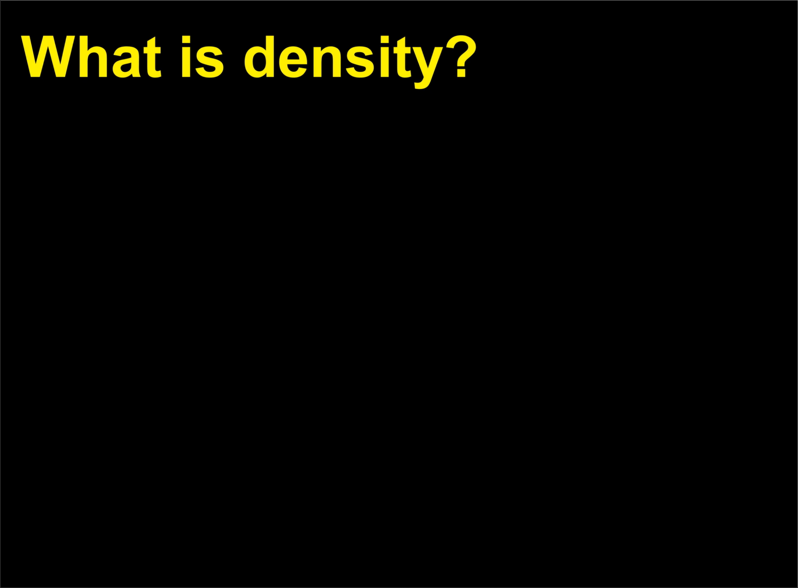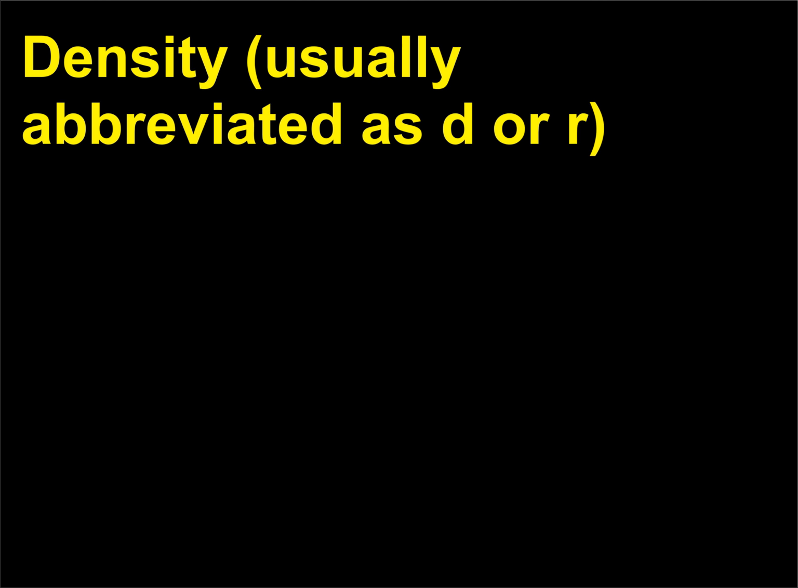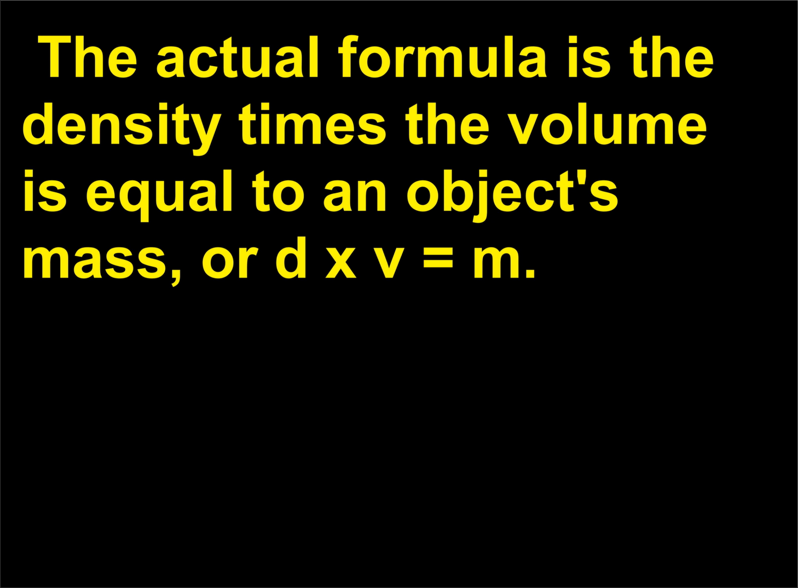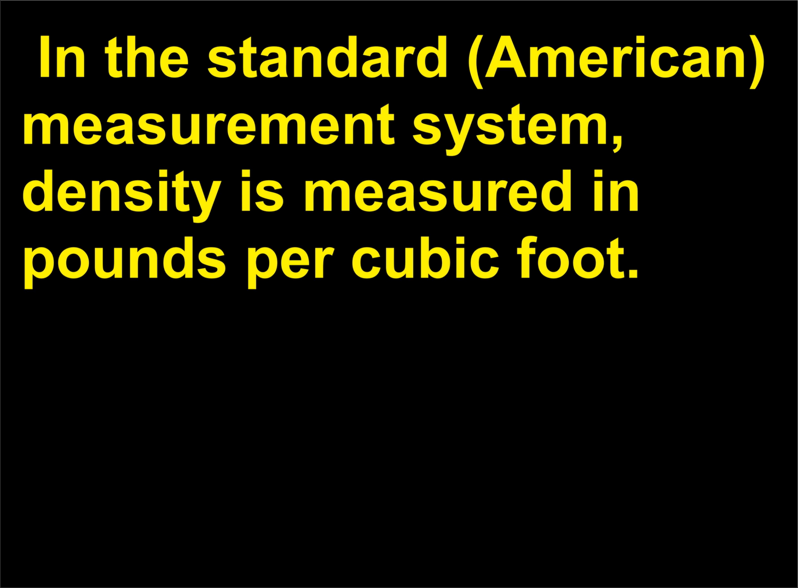What is density? Density, usually abbreviated as D or R, is a mathematical concept used to describe the ratio between the mass of an object and its volume. The actual formula is the density times the volume is equal to an object's mass, or D x V equals M. In the standard American measurement system, density is measured in pounds per cubic foot.